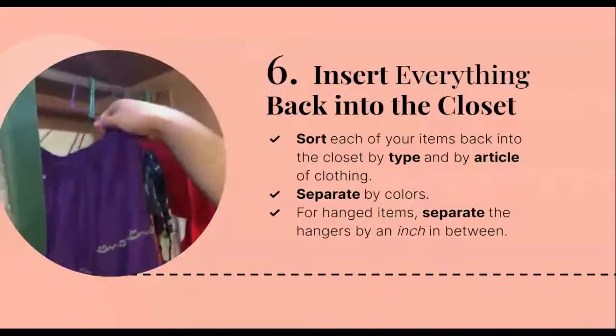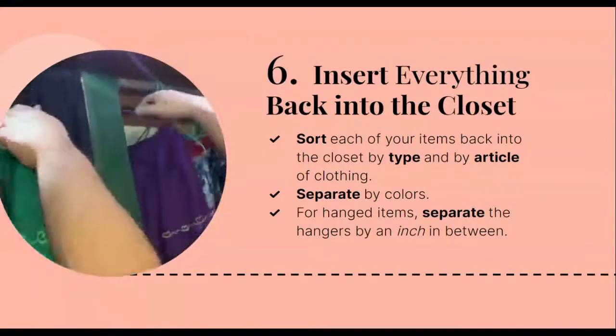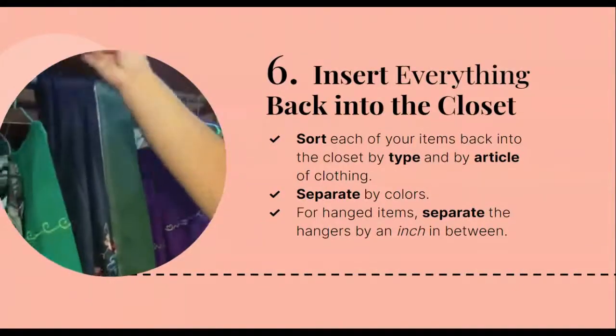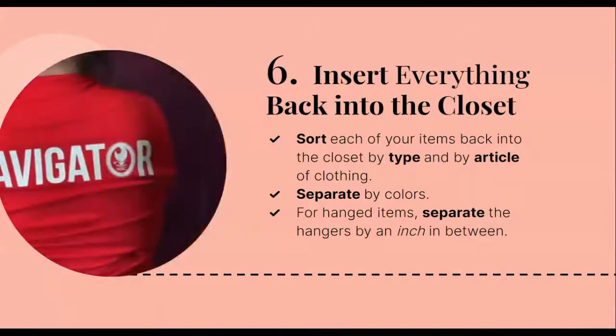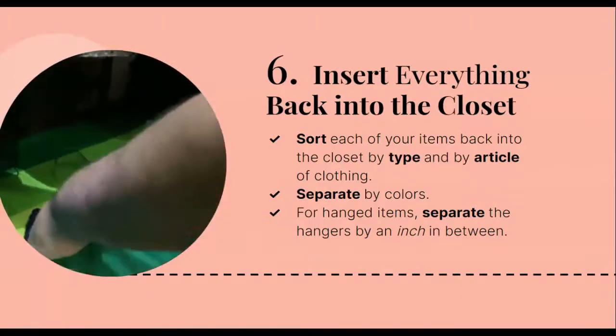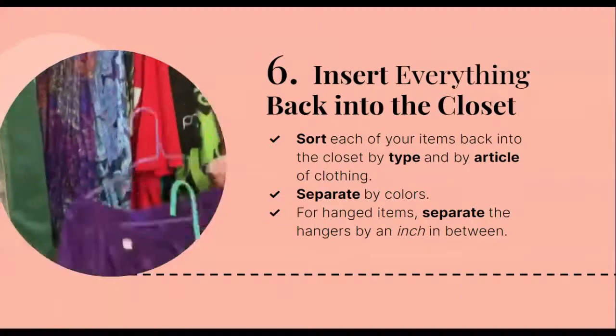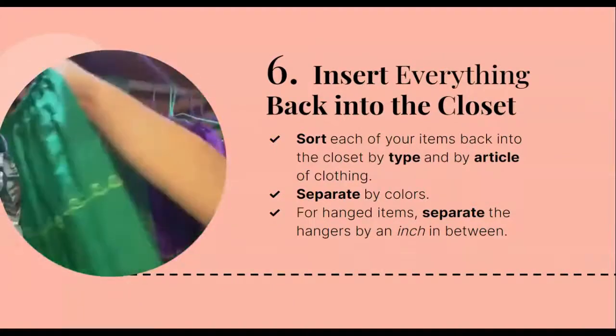So for your final step, you would proceed to step 6, inserting everything back into the closet. Sort each of your items back into the closet by type and by article of clothing. So you would have shirts on one side, pants on the other, and you get the gist. And it is also recommended to separate them by colors. So again, it would be easier to know what you're finding.